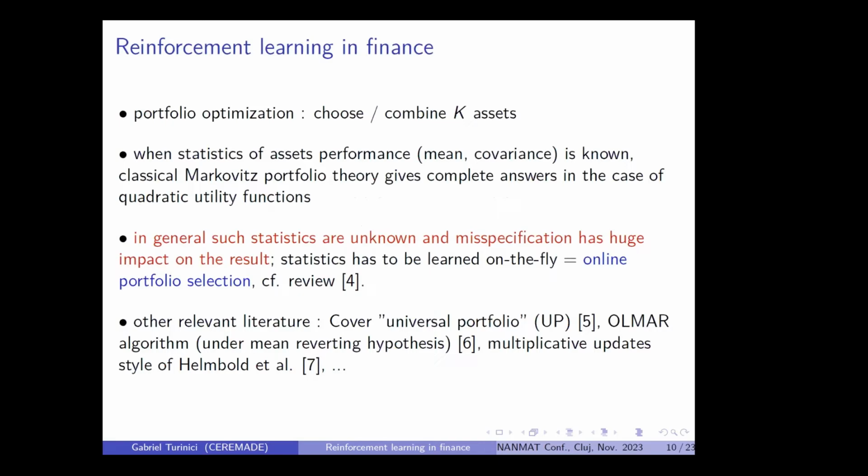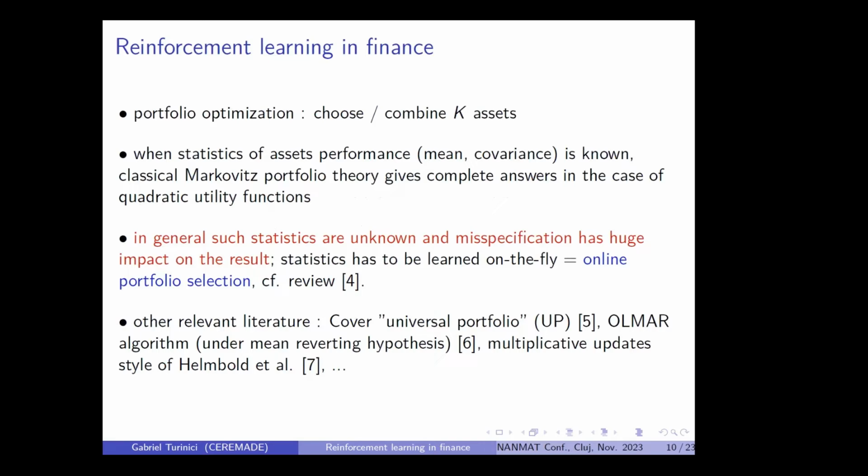The final setting I will present is portfolio optimization, where you choose between K assets. Here you can even combine them, so it's a little bit different than just the multi-armed bandit. If you take a portfolio composed of a pure asset, just one of the assets, it is exactly the multi-armed bandit. But if you can combine them, it's a little bit different. I will write the formula right away.